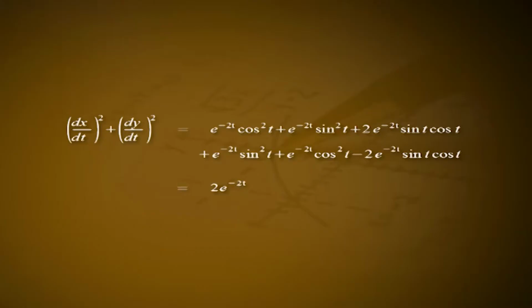(dx/dt)^2 + (dy/dt)^2 = e^(-2t) cos^2 t + e^(-2t) sin^2 t + 2e^(-2t) sin t cos t + e^(-2t) sin^2 t + e^(-2t) cos^2 t - 2e^(-2t) sin t cos t, which is equal to 2e^(-2t).